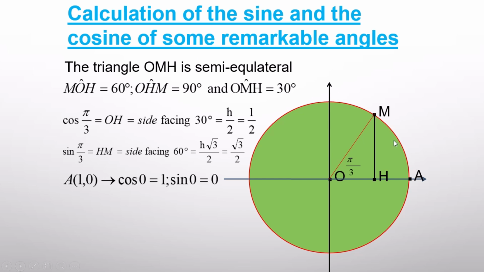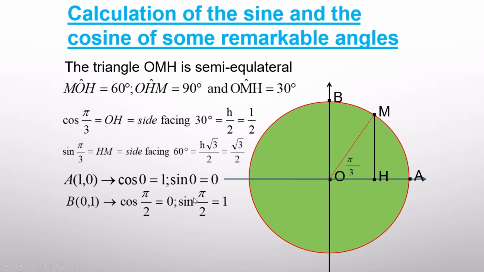If we take the angle 0, it means what? The angle between OA and OM is 0. Then the point M will be where? It will be at A. M and A are confounded. Cosine angle 0 is the abscissa of A. The abscissa of A is 1 and the ordinate is 0. So cosine angle 0 is 1, sine angle 0 is 0.